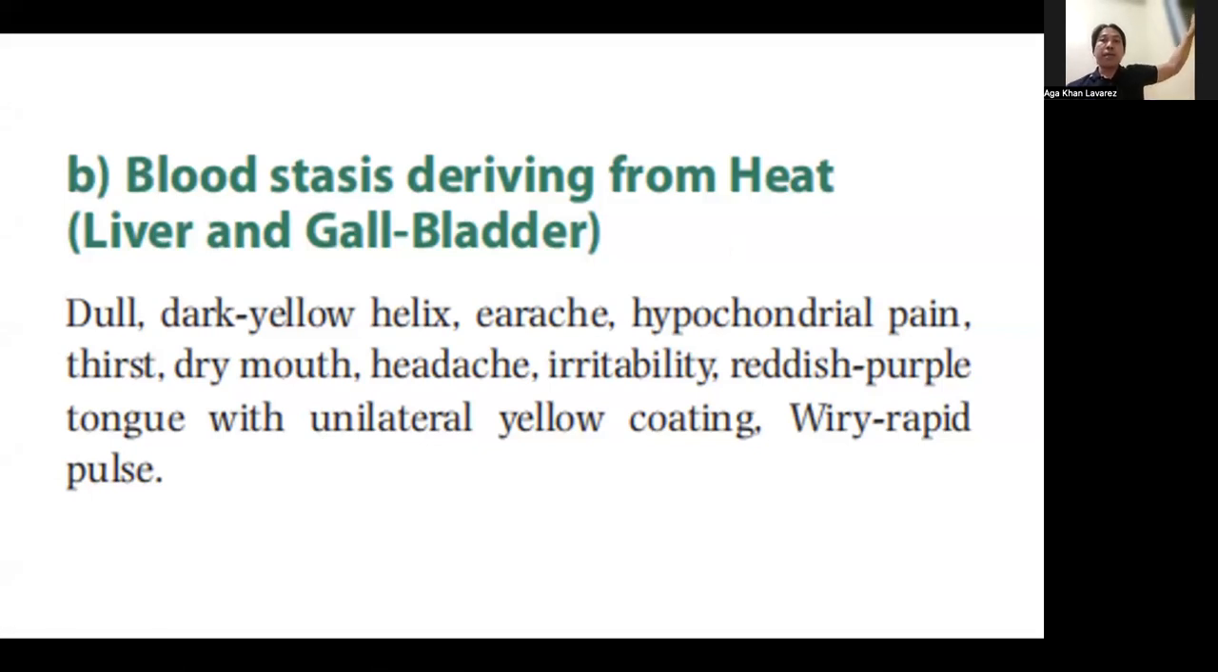Letter B, blood stasis deriving from heat, liver and gallbladder. Dull, dark yellow helix, earache, hypochondrial pain, thirst, dry mouth, headache, irritability, reddish purple tongue with unilateral yellow coating, and the pulse is wiry, rapid.